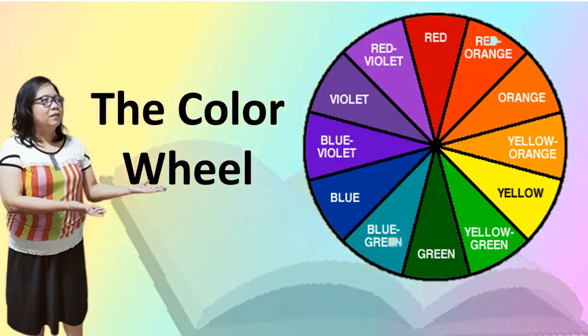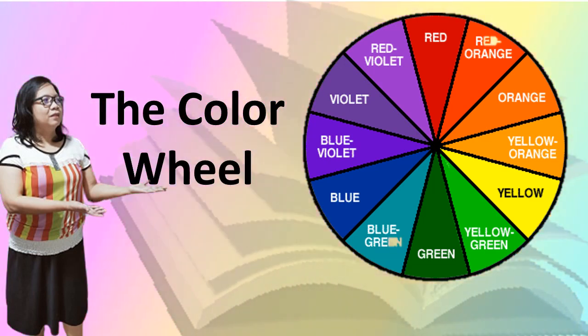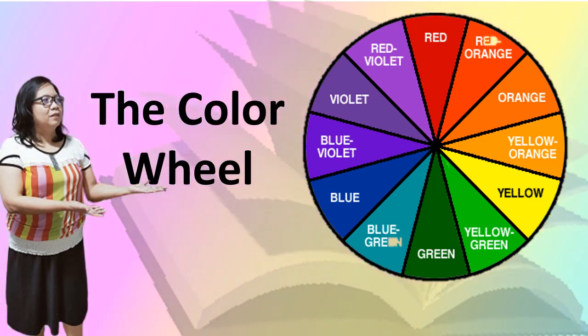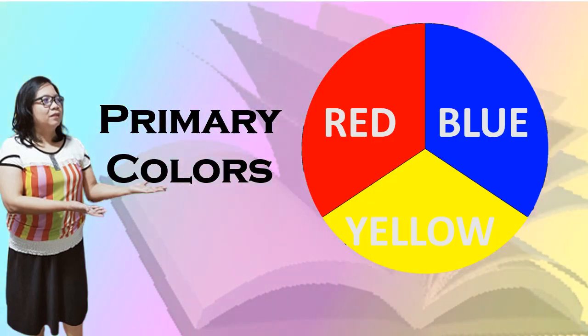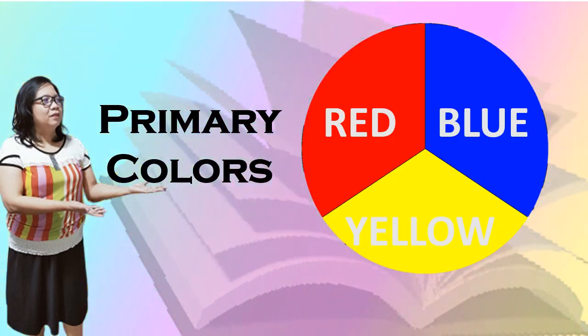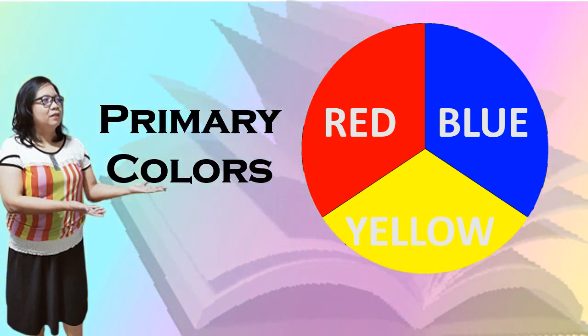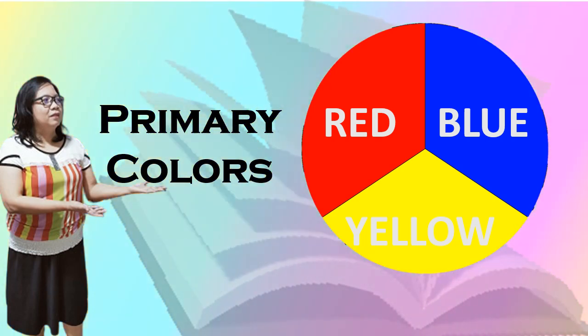This is the color wheel. It has 12 colors. These are red, red-orange, orange, yellow-orange, yellow, yellow-green, green, blue-green, blue, blue-violet, violet, and red-violet. These are the primary colors. There are three. The first one is red. The second one is blue. And the third is yellow.